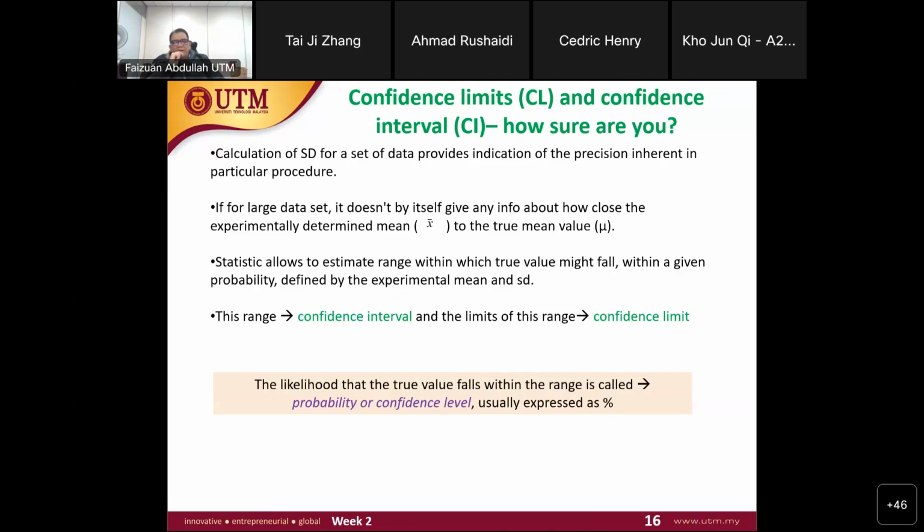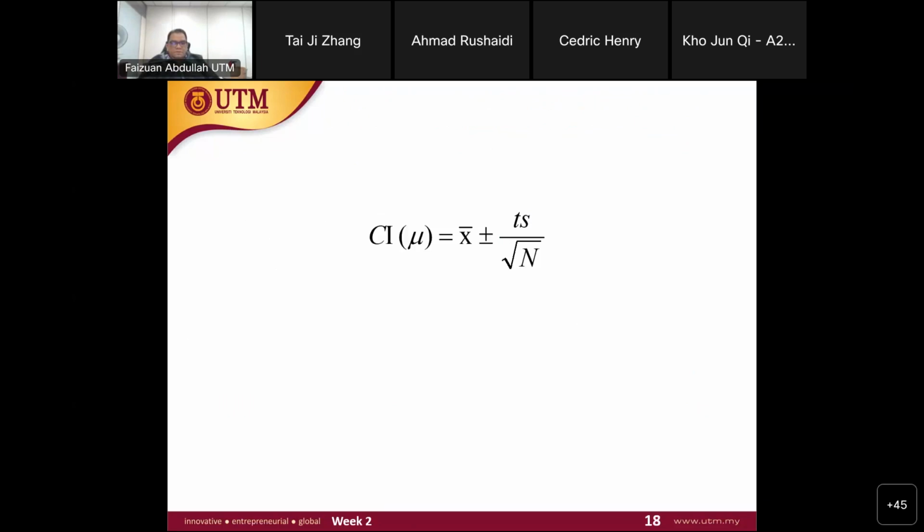Statistics allows us to estimate a range within which the true value might fall, with a given probability, defined by the experimental mean and SD. This range is the confidence interval, and the limits of this range are the confidence limits. Normally you know about confidence interval and confidence limit, and they have been asked in the question, right? Let us see the example.